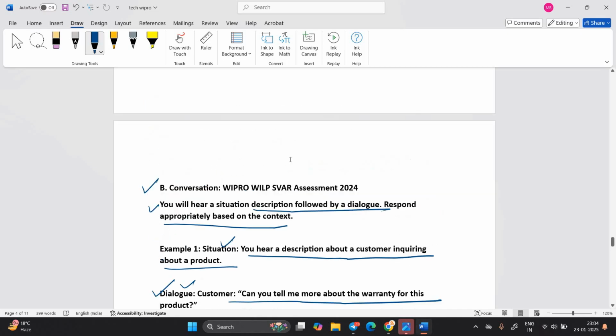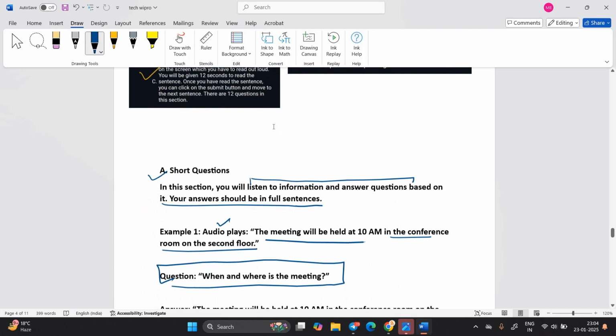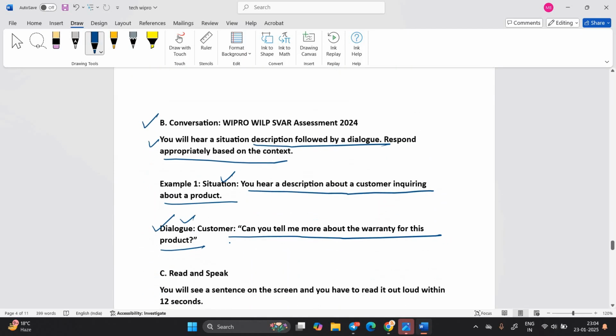Okay. Like the thing is, in the conversation, you will hear a description. Following the description, you will hear a conversational dialogue. Please listen to dialogue and provide the appropriate response. Okay. What is the dialogue there? Can you tell me more about the warranty for this product? This is the dialogue, then this is the example, okay. So you have to give the appropriate response, you have to respond appropriately based on the context.